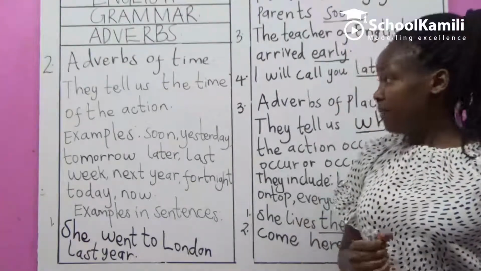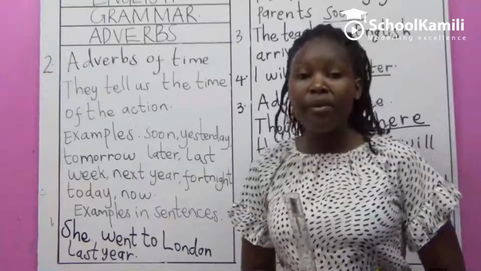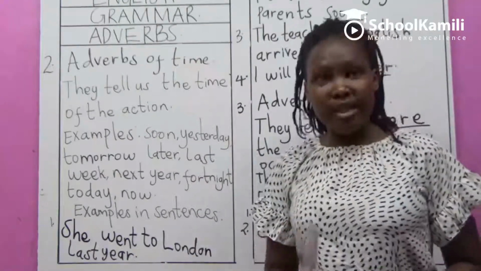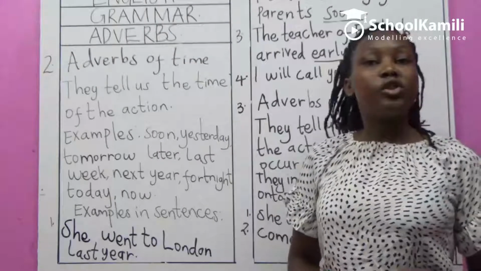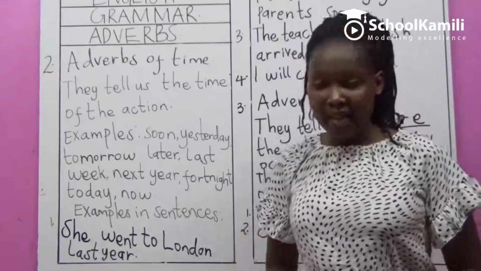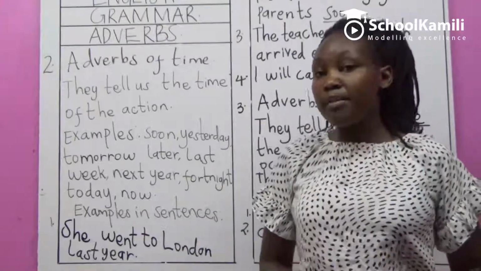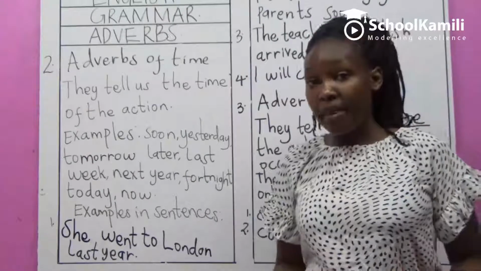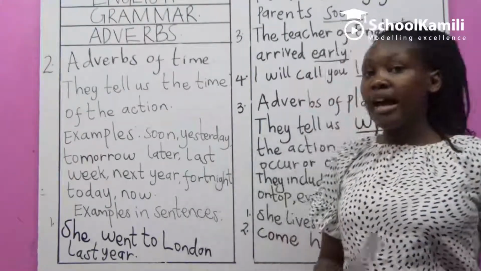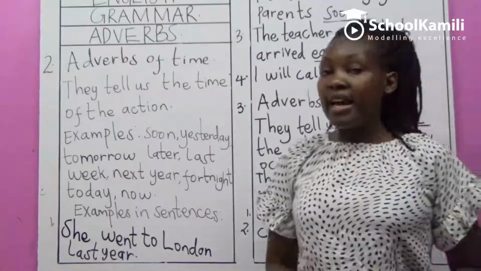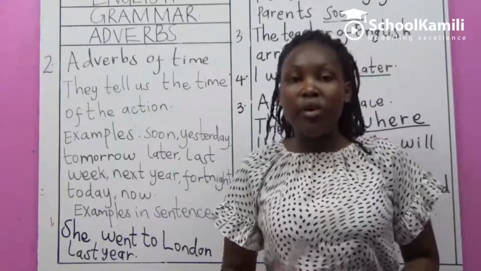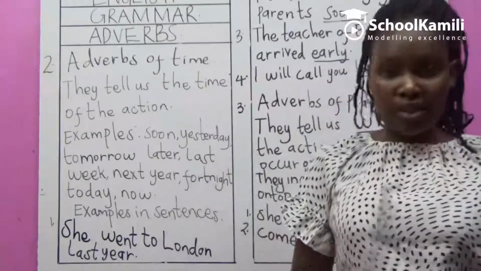The adverbs of time tell us the time of the action. They tell us what time the action was done, or what time the action will be done. I'll repeat that an action is a verb, and we all know that a verb is a doing word. So the adverbs of time tell us the time of the action, what time the verb was done.